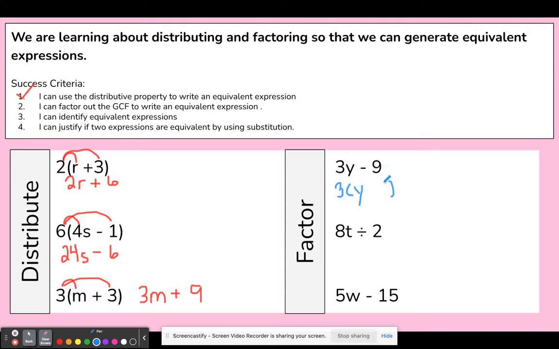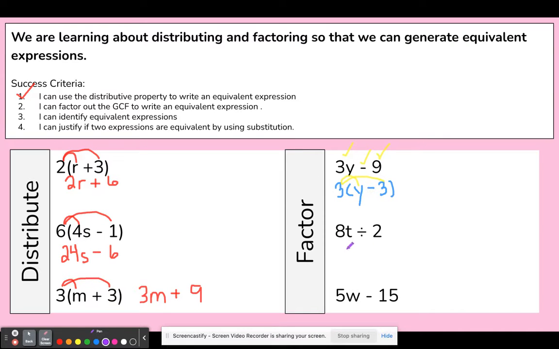3 times what is going to give me 9? 3. Keep your symbol in the middle. So I took an already simplified expression and I factored out a 3. Now, when you do these, you need to always check yourself. 3 times y gives me 3y. 3 times 3 gives me 9. A minus in the middle, a minus in the middle. Make sure that it actually works.